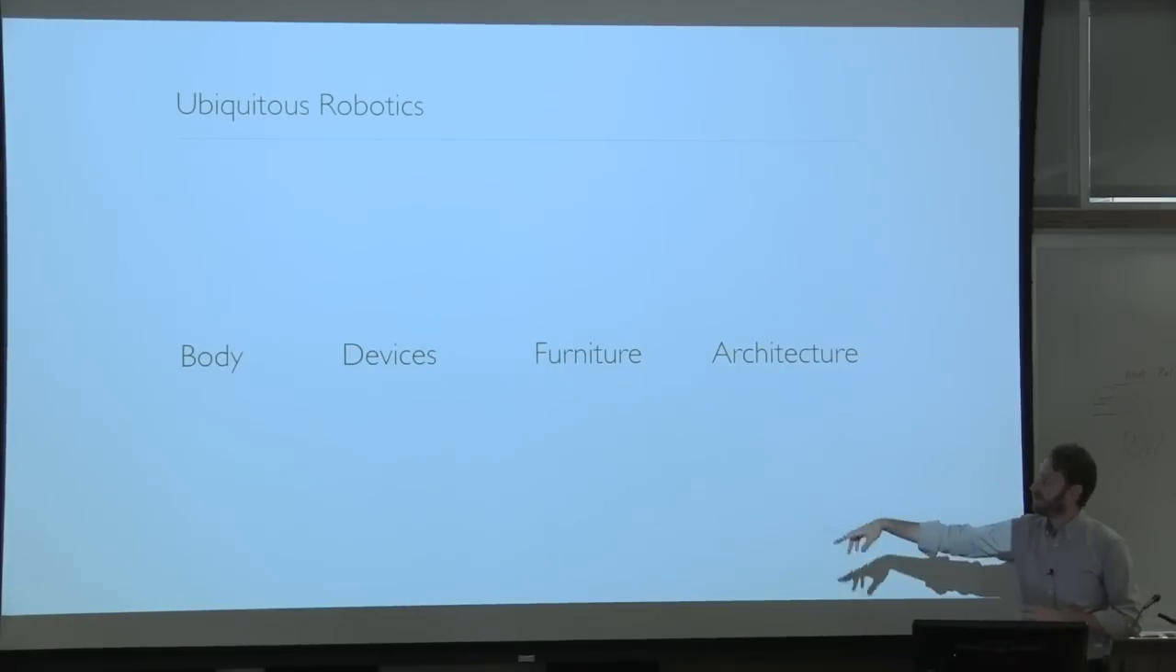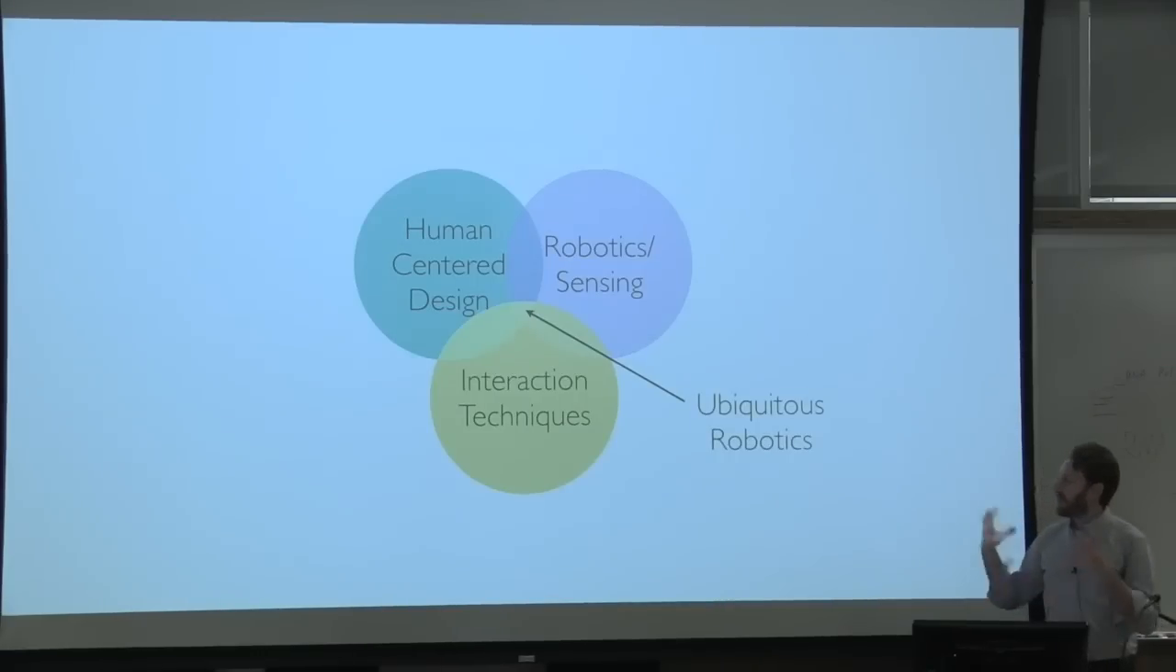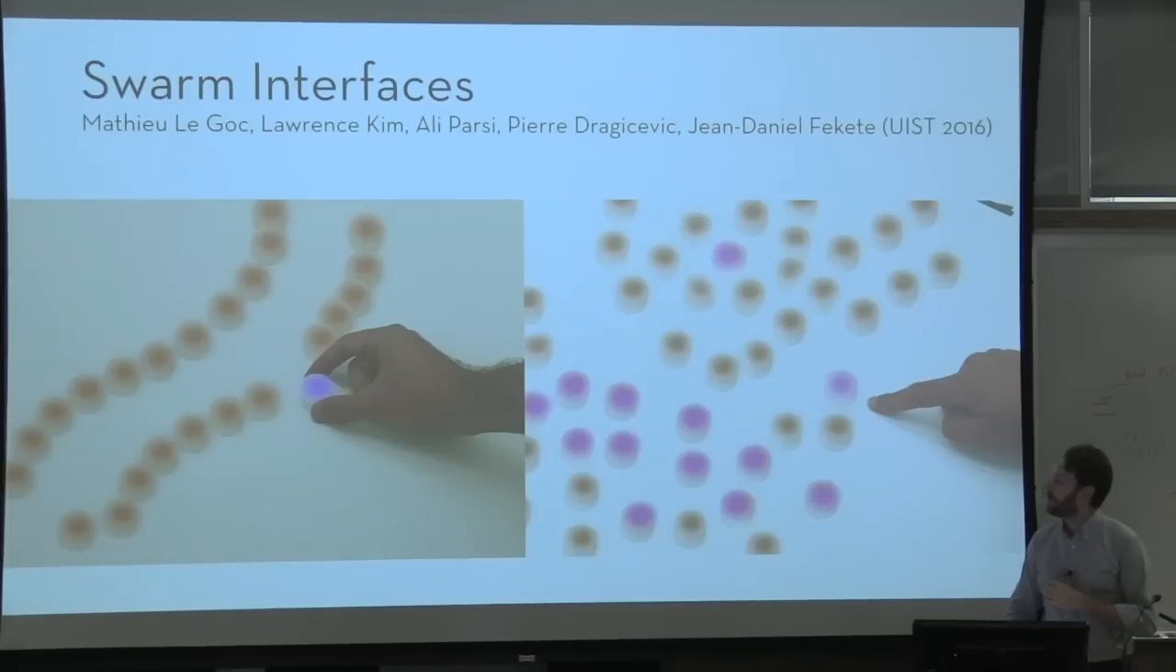So we can think about these ubiquitous robotics at different scales. In this talk we've talked a lot about the device scale, but I think it's interesting to think about the body, furniture, or even an architectural scale. I think this is a really new and exciting domain, this notion of ubiquitous robotics, which combines interaction design, robotics, as well as human-centered design to think about how these robots are going to come into our lives. And so we have two projects that I'll quickly show some videos of.